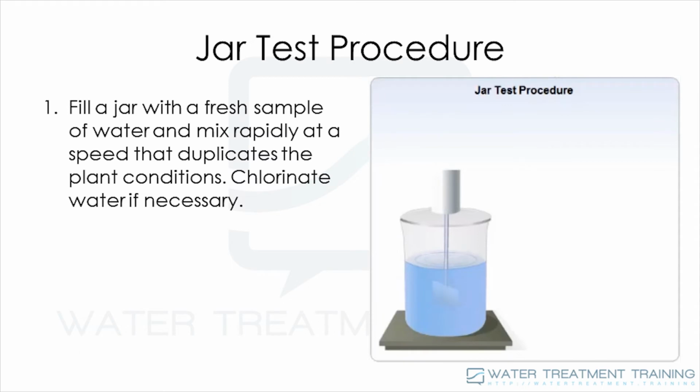The jar test helps you determine the flocculants that can be used under specific conditions. For this flocculant jar test, you need to first fill a jar with a fresh sample of water and then mix rapidly at a speed that duplicates plant conditions. After that, you may need to chlorinate the water if this is practiced in the plant. This is an optional step and is based on the plant's operating conditions.